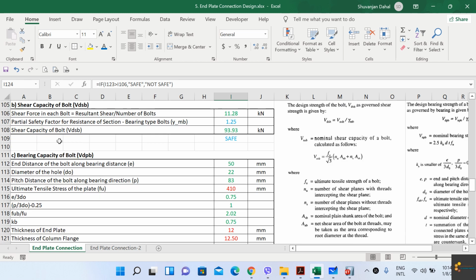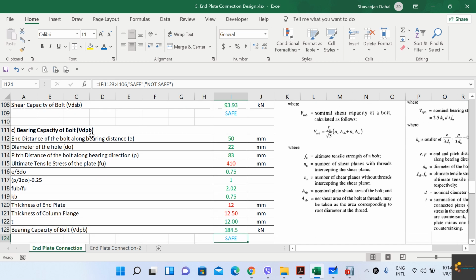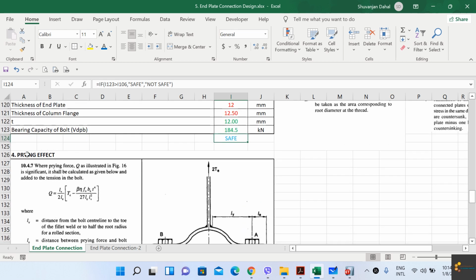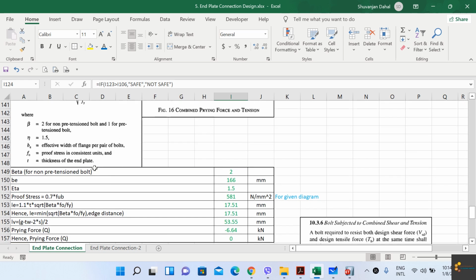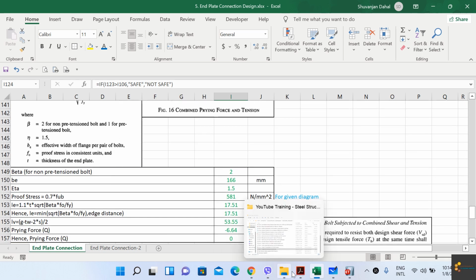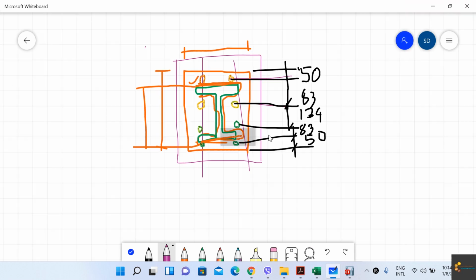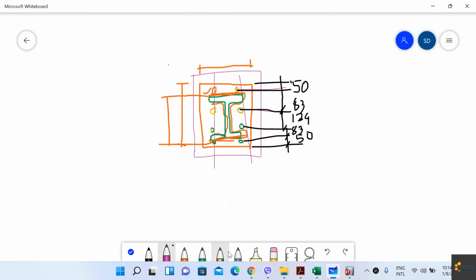Now we have checked for the tension capacity, shear capacity and bearing capacity of bolt. Now let us look at this prying effect here. This prying effect, I won't go into much detail here, but I will just want to tell about what prying effect is. This prying effect is generated because although we say that our connection is rigid here, there is definitely some flexibility that is present in our connections.